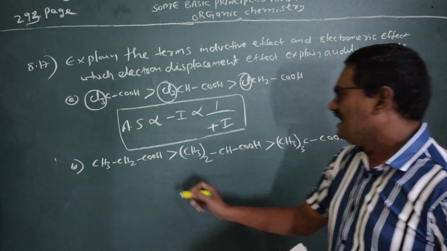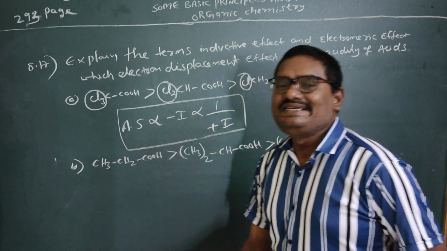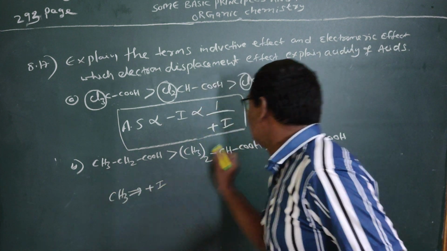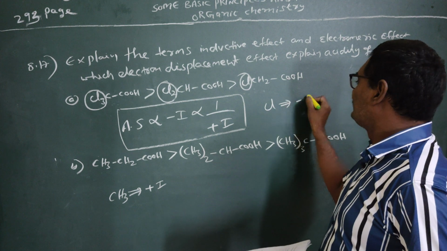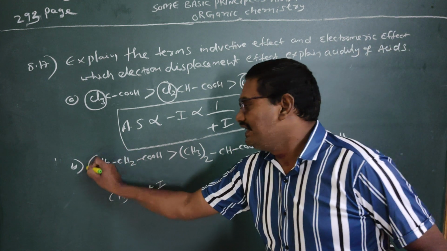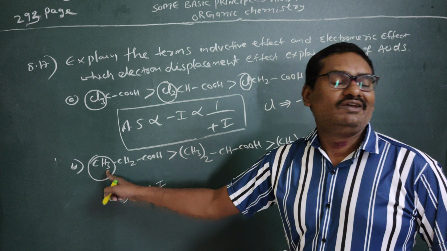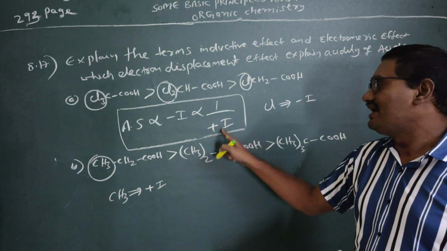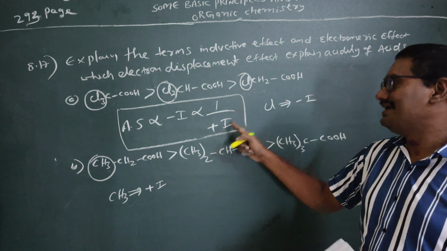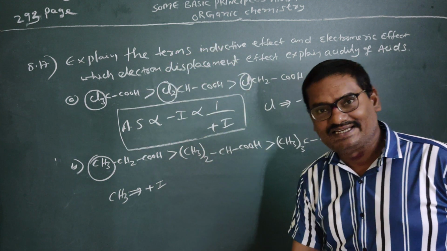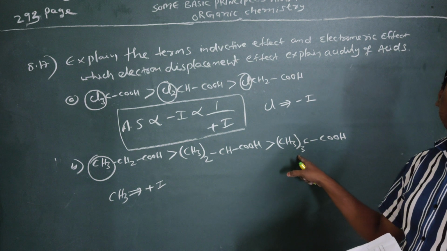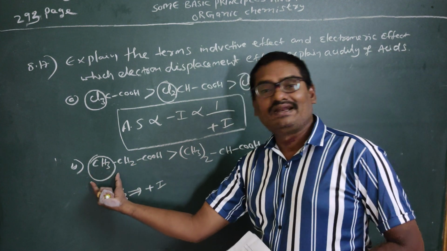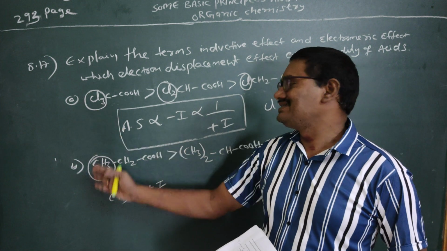Next, another one. Here CH3 is the plus I group. So CH3 has the plus I effect, and chlorine has the minus I effect. Here CH3 is 1, only 1 alkyl group. Here 2, here 3. If the number of alkyl groups increases, the plus I effect increases, so acidic strength decreases. Here there are 3 alkyl groups, so it has the lowest acidic nature. It has only 1 alkyl group, so it has high acidic nature.